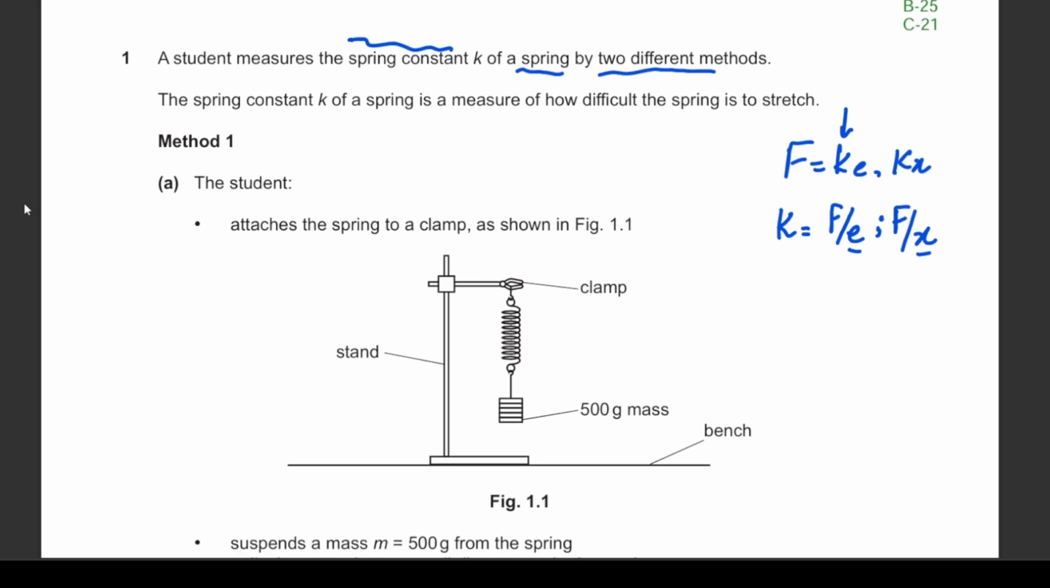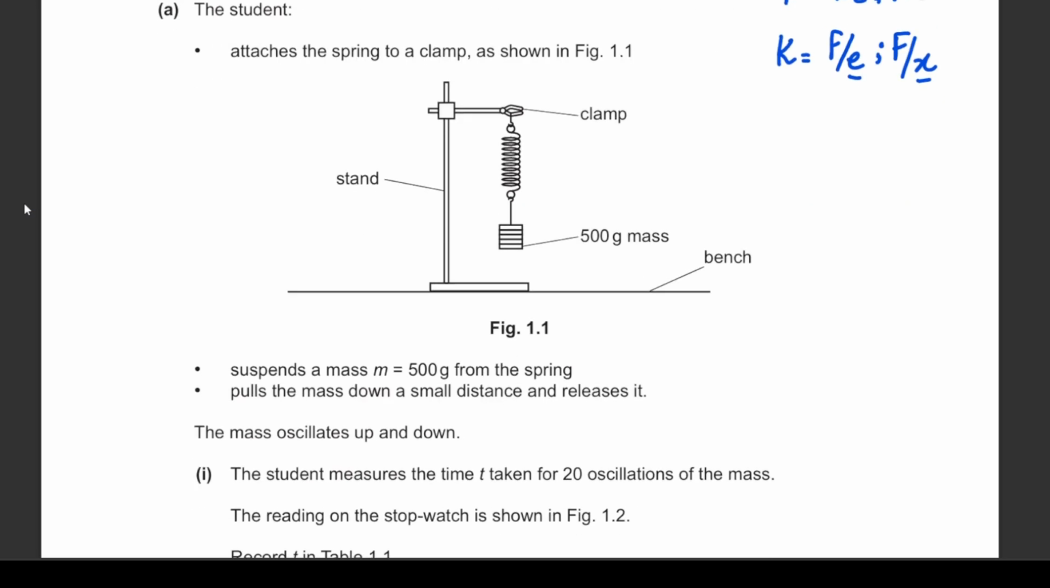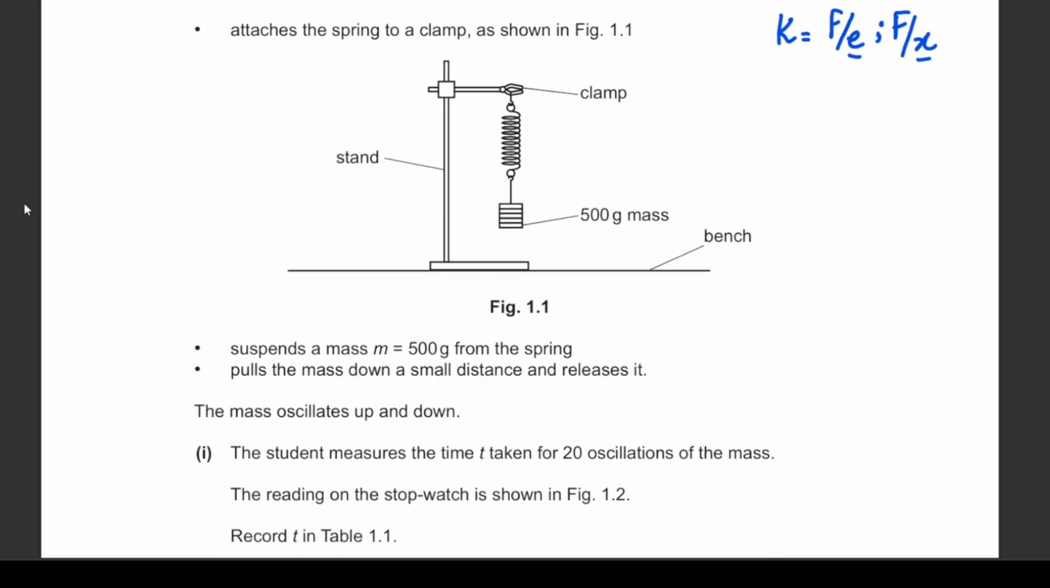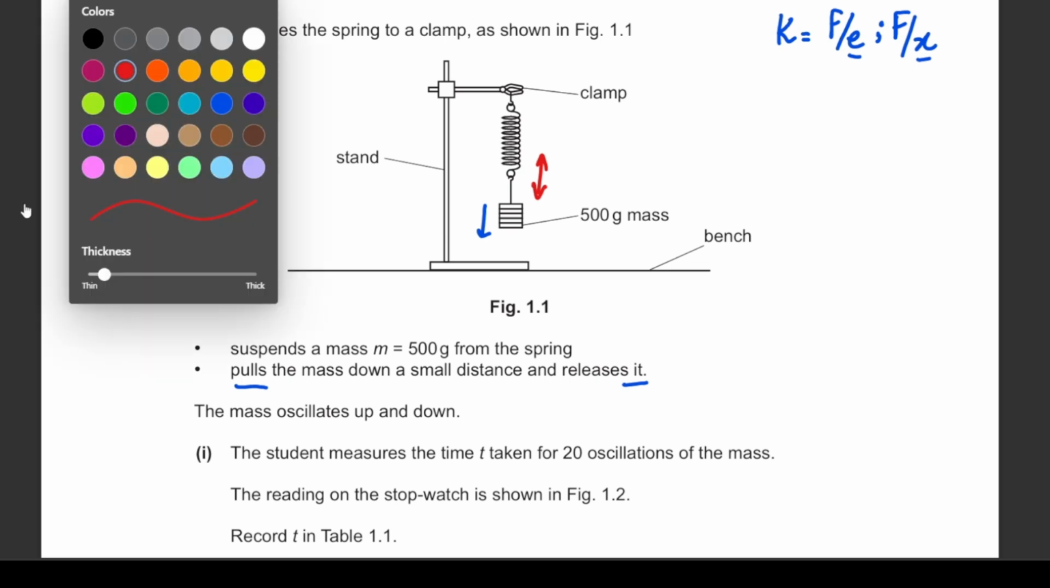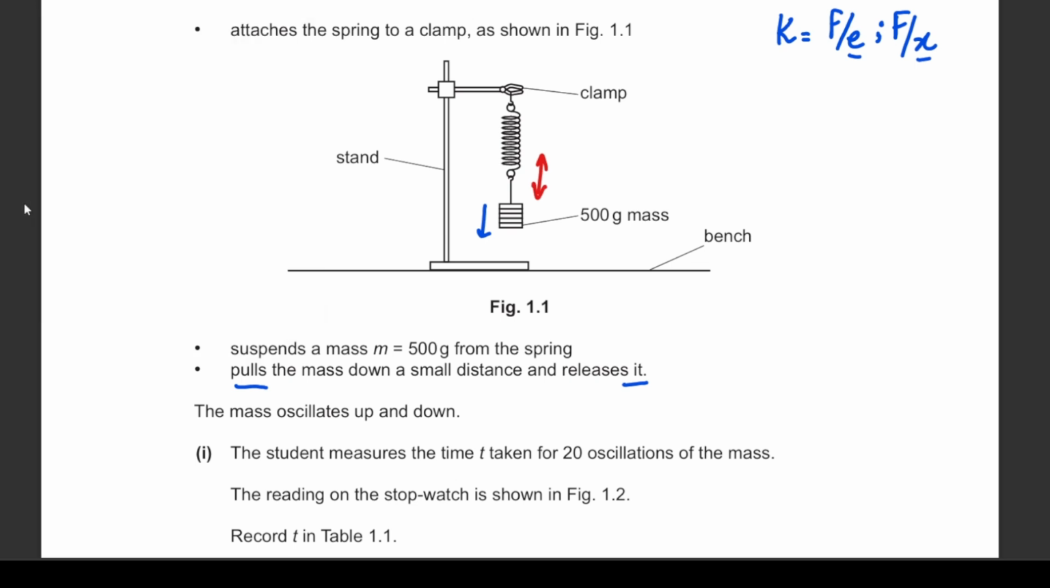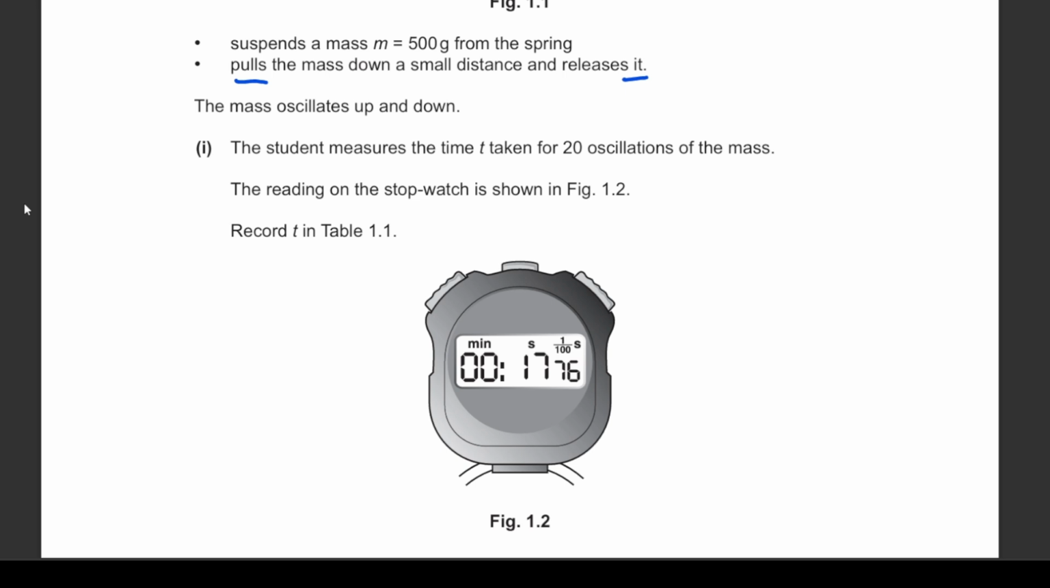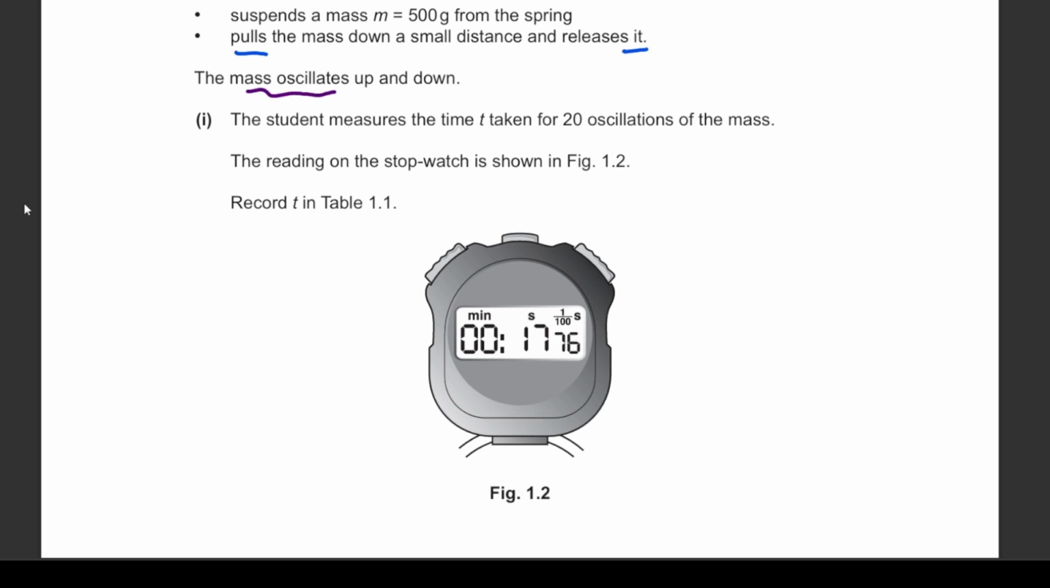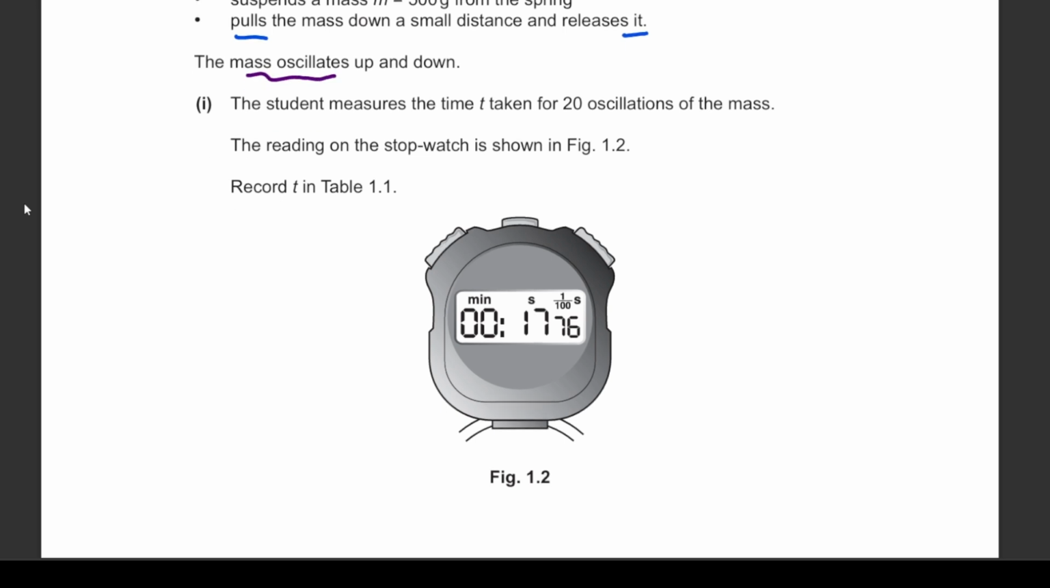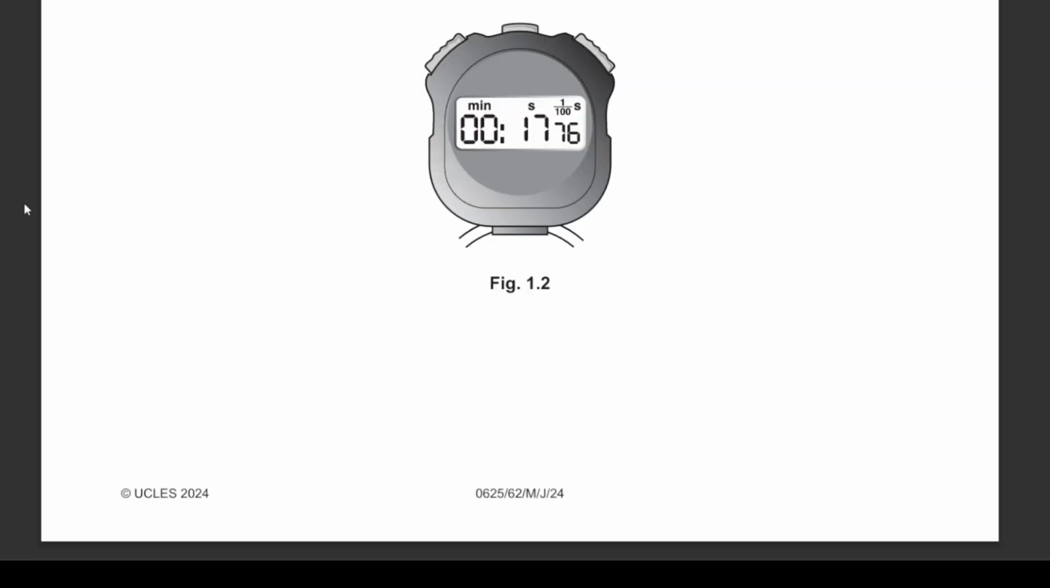The student attaches a spring to the clamp shown, and then pulls down the mass and releases it. When you pull it down and release it, we expect it to oscillate between two positions, going up and down. So the mass oscillates, as he mentions. This is what he was trying to find the time for. Time t for 20 oscillations is given to you as 17.76.